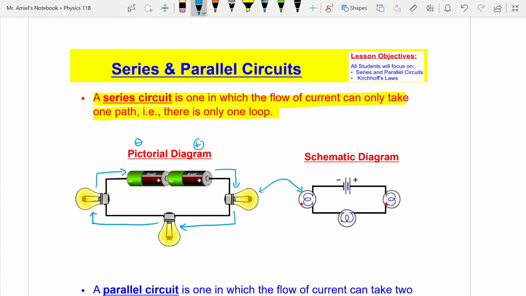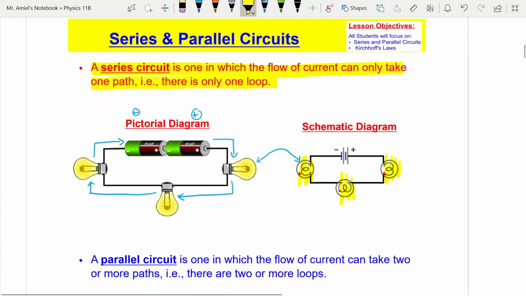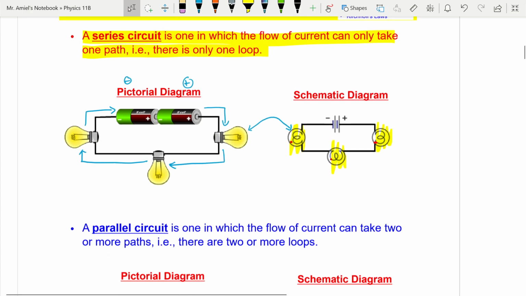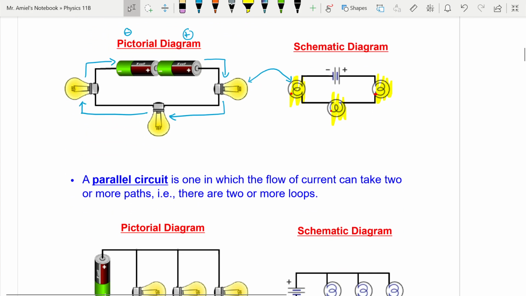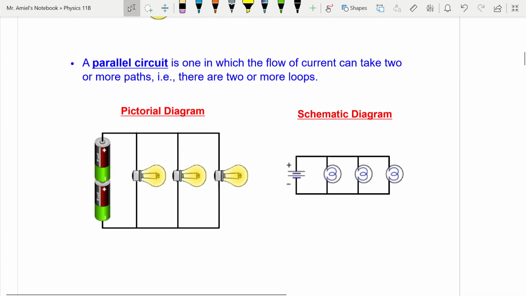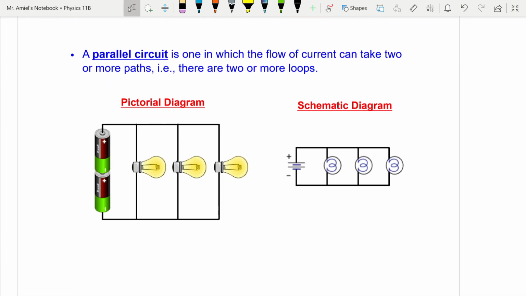So these represent light bulbs. Okay, but big takeaway here, a series circuit is one in which the flow of the current can only take one path. Okay, a parallel circuit, on the other hand, is one in which the flow of the current can take two or more paths, or there are two or more loops is another way to say that.